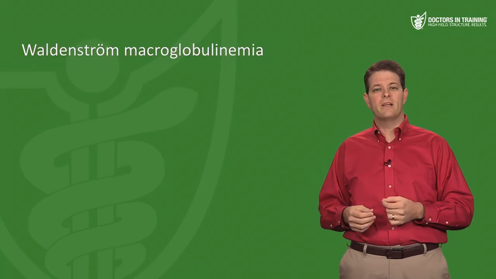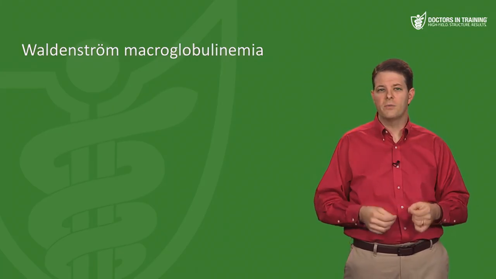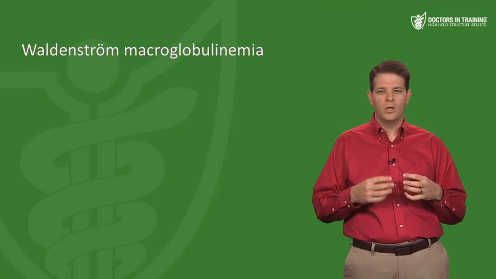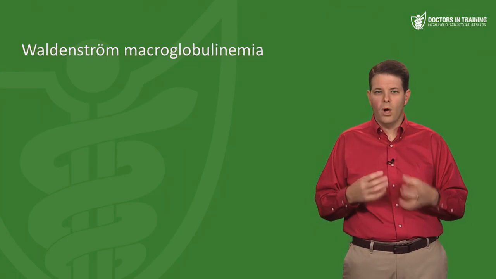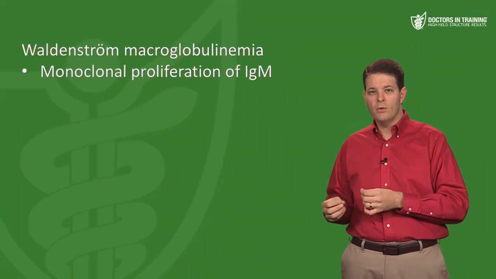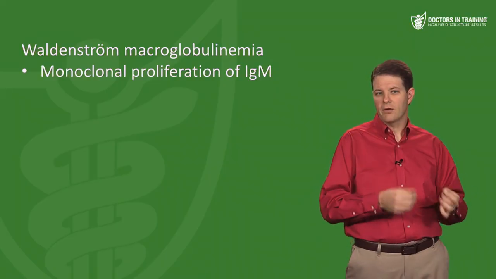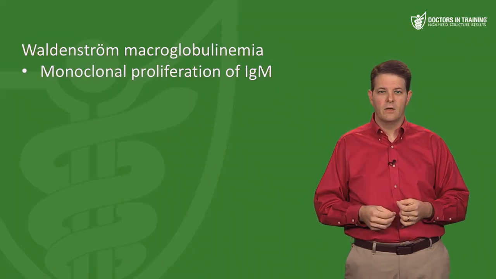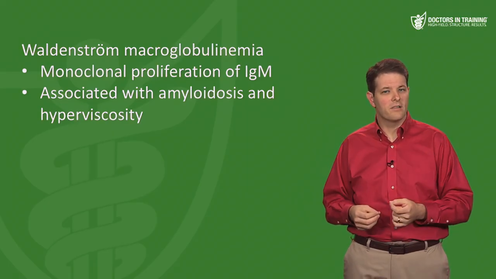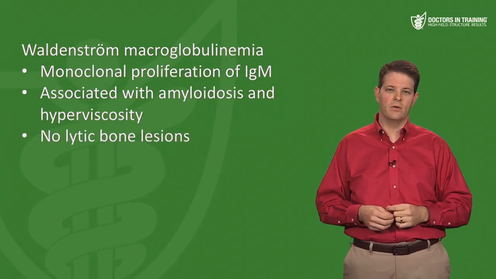You also need to be sure to distinguish multiple myeloma from Waldenstrom's macroglobulinemia. It's similar to myeloma, but with Waldenstrom, you don't have those lytic bone lesions. Waldenstrom causes a monoclonal proliferation of IgM. Myeloma was mainly IgG, Waldenstrom's macroglobulinemia is IgM. And Waldenstrom is also associated with amyloidosis and definitely some hyperviscosity, but no lytic lesions in the bones.